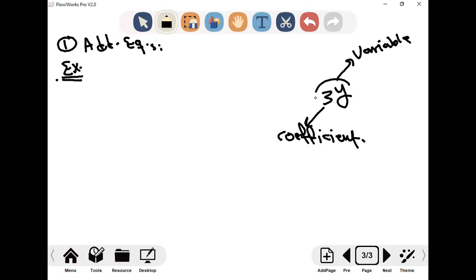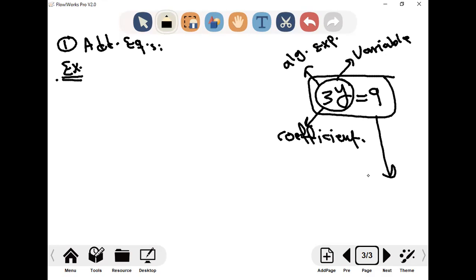Now this 3y, all together we call it an algebraic expression. Y alone we call it a variable. 3 we call it the coefficient of y, right? When I say 3y equals 9, now this together, what do we call it? An equation. Got it?